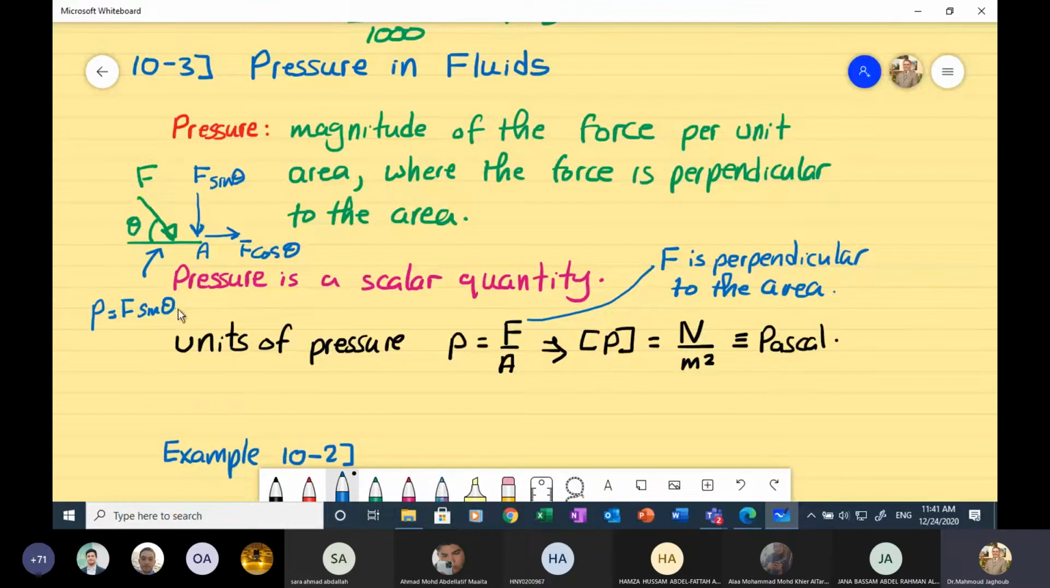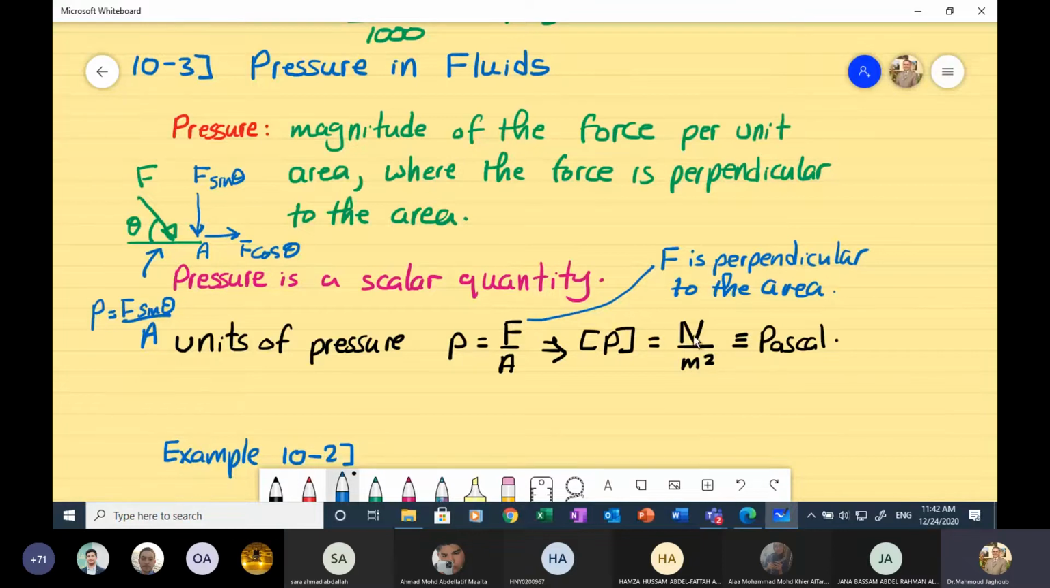F sine theta divided by what? Divided by A. I must always take what? The perpendicular component to the area. And pressure has units of newtons, because it's a unit of force, divided by area, which has a unit of meter squared.